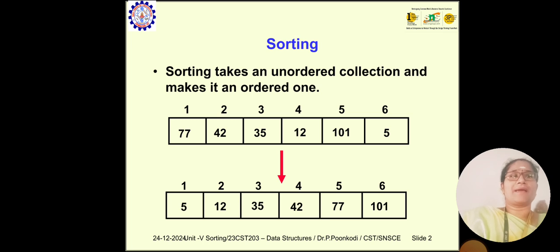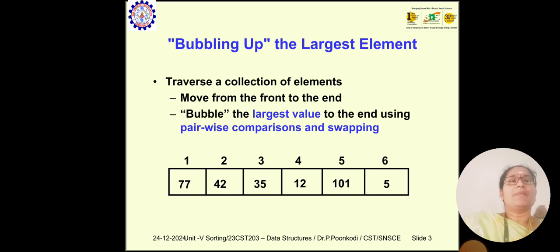Sorting takes place to sort elements which are an unordered collection. You can consider this example: 77, 42, 35, 12, 101, 5. In bubble sort, first it will compare and identify the largest element and move that element to the end of the list. How this bubbling up of the largest element happens, we are going to discuss in further slides.